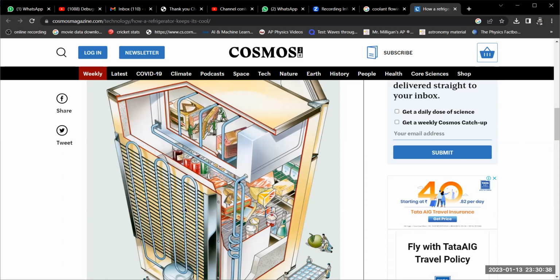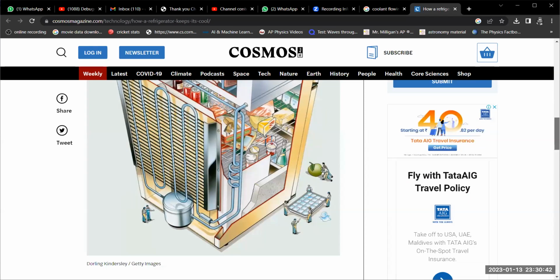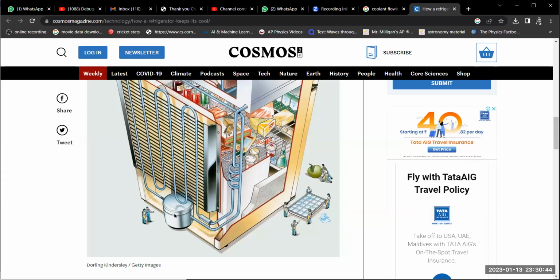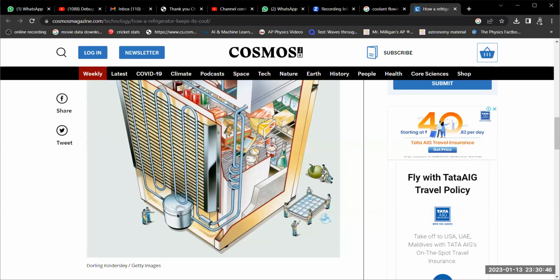Okay, this is the heat sink, what we call the sink, which is behind the refrigerator. And the role of the compressor is to convert. It's called a compressor because it compresses the vapor and converts it back into liquid. And we know that to convert a vapor into liquid, we have to increase the pressure and decrease the temperature as well. So this will eject, or you can say reject, heat to the surroundings.